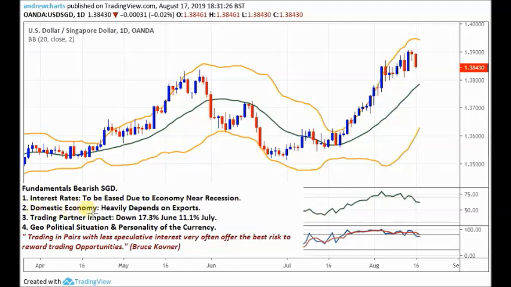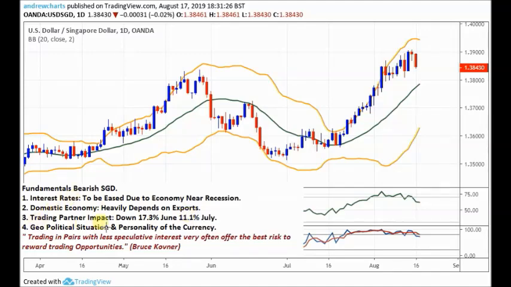Domestic economy, US economy doing far better than Singapore. And here, it's Singapore's heavy dependence on exports. If we take the US economy, it's not so dependent. 70% of US GDP is internal, it's the consumer. It's only around, I think, 32% in Singapore. So it's much more reliant on exports.